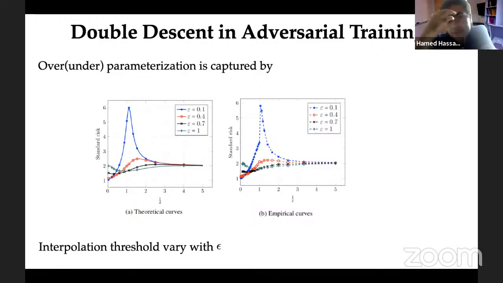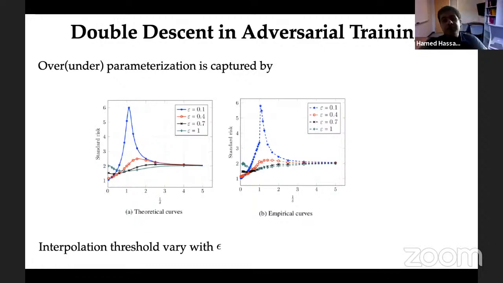Okay, there are two points. Given the adversary's power, if you look at, for example, the curve on the left, this is the theoretical curve, and the one on the right is just the empirical, so it's the same thing. If you look at epsilon small, epsilon equals 0.1, you see that the risk goes up and then it goes down. That's exactly similar to the double descent curve that we have in the non-robust regime. It's exactly the same.